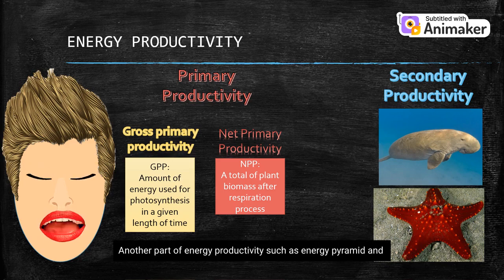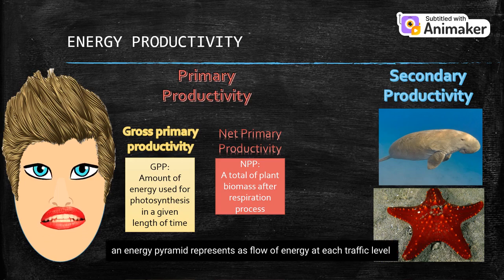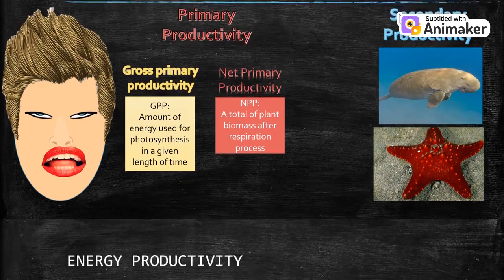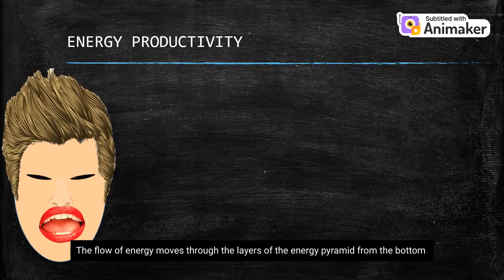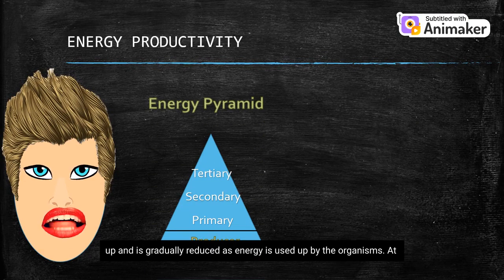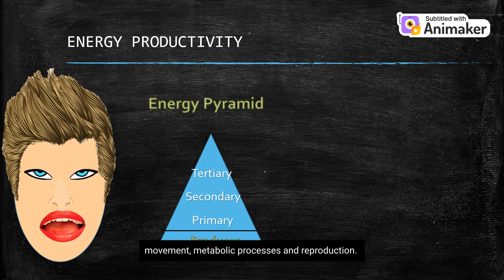Another part of energy productivity is the energy pyramid and the biomass pyramid. An energy pyramid represents the flow of energy at each trophic level in an ecosystem. The flow of energy moves through the layers of the energy pyramid from the bottom up and is gradually reduced as energy is used up by the organisms at each level. Energy is used up for all life processes such as respiration, movement, metabolic processes, and reproduction.